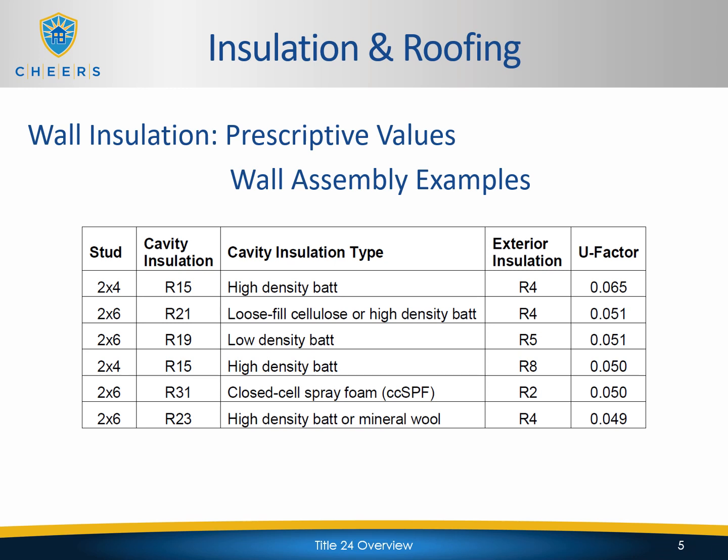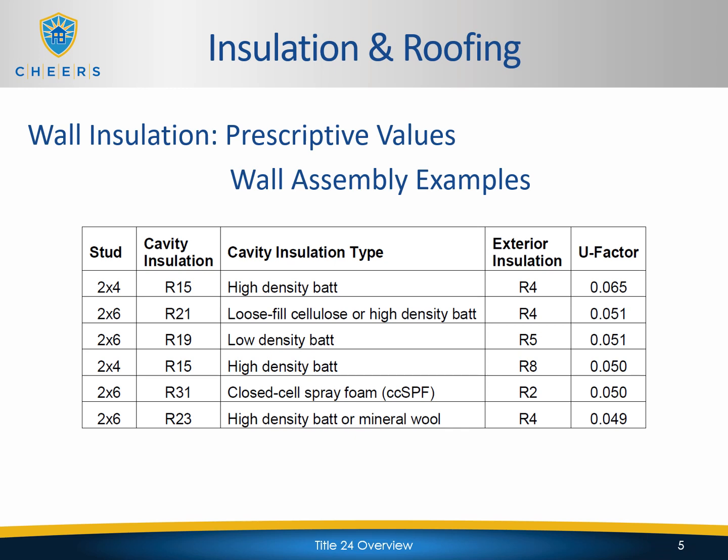Now for our walls in all of the other climate zones, we have 5 different options on how to comply. We've got 2 of them that are at a 0.051, 2 at a 0.050, and then 1 that's a 0.049. Again, we can be better than the target, and in this case that would be a lower number, but we can't be worse than.